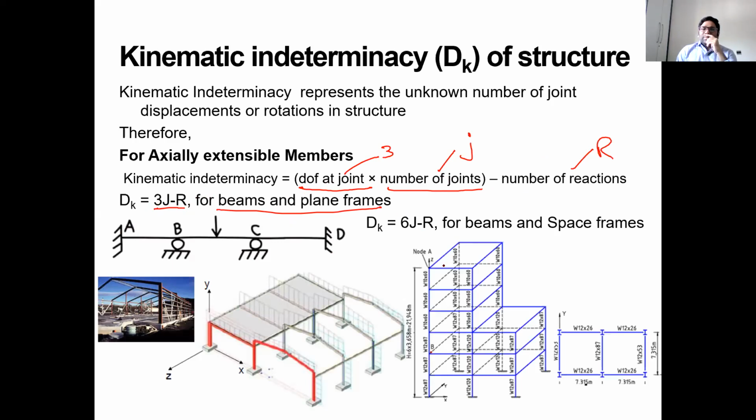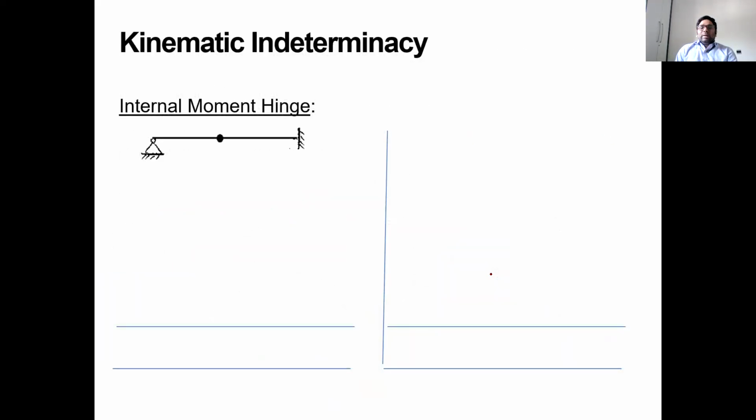For space frame, each joint will have 6 degrees of freedom. So 6j minus r. Now let us try to again introduce an internal hinge for a beam and see how it will have the degrees of freedom varying from one part to the other. So this is something that is an interesting topic.